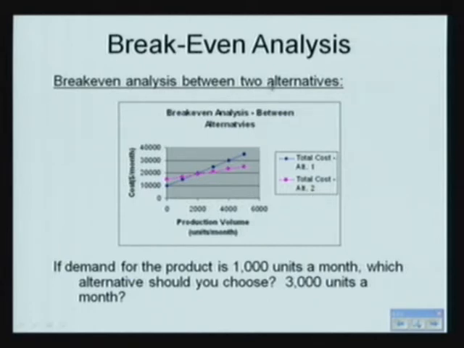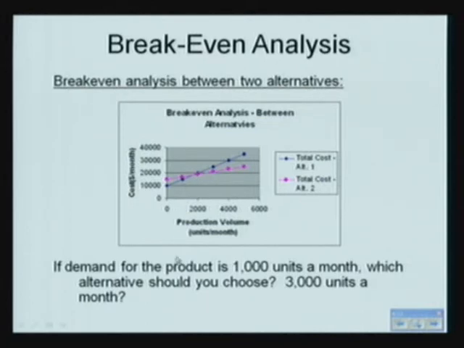Here's another break-even analysis. This is just a break-even analysis between two alternatives. They both have fixed costs. They both have variable costs. And this comes to a question: do I go with alternative A or do I choose alternative B, or in this case, alternative 1 or alternative 2?